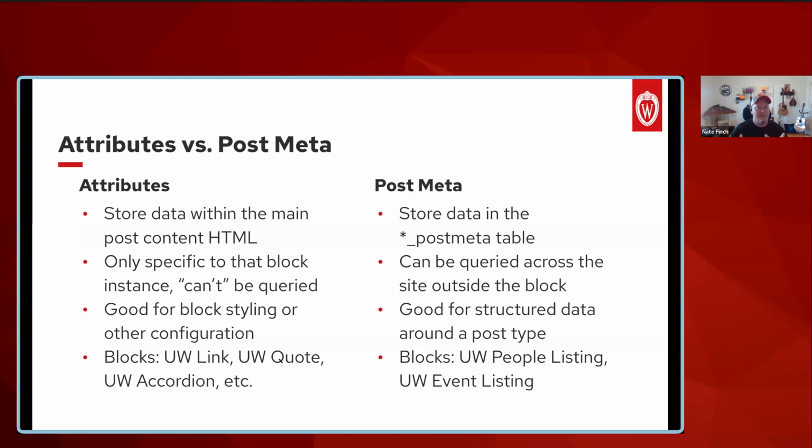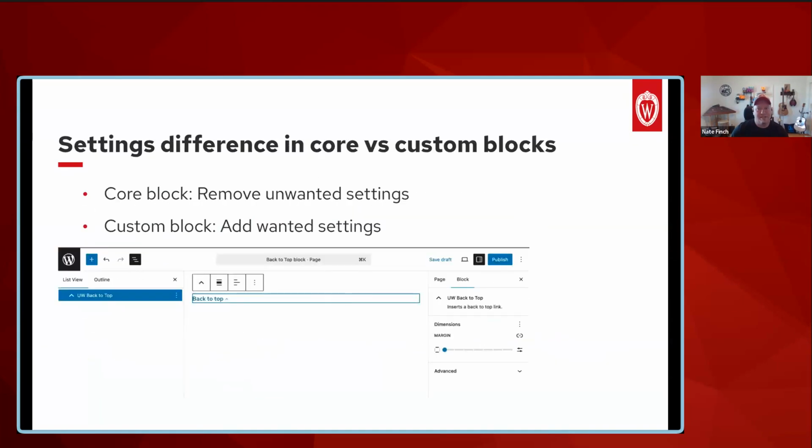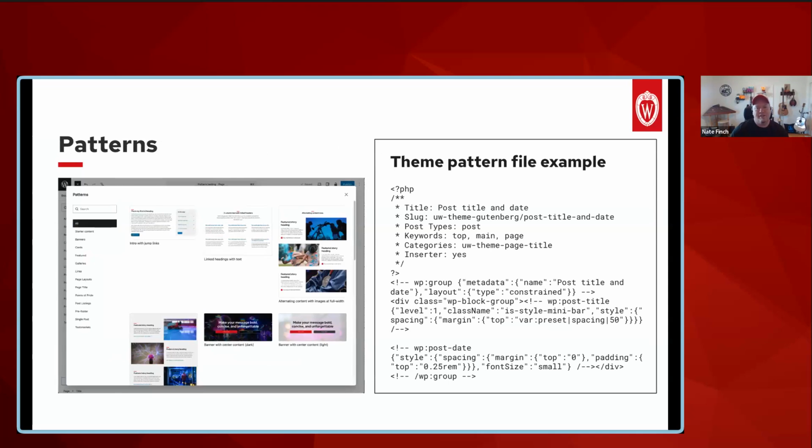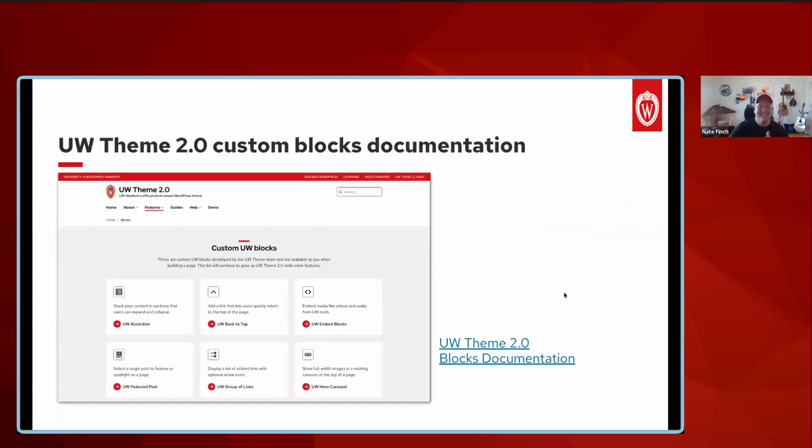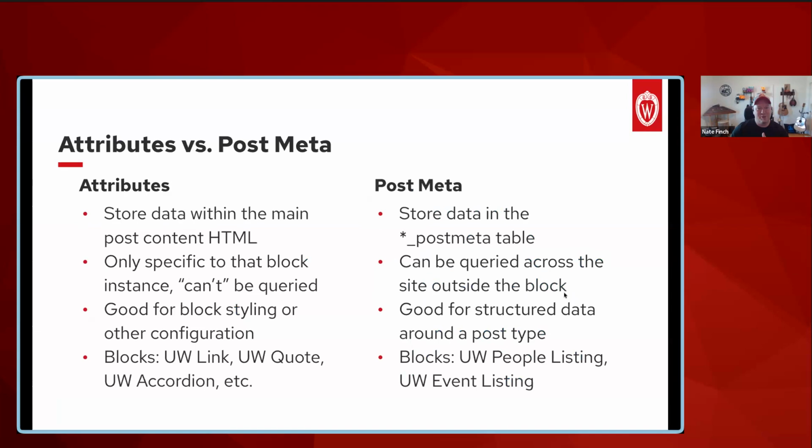So the main difference is that attributes store data within the main post content of the HTML. And let me just go back a few slides here to this pattern. You can see over here in the HTML comment, you have a WP group, and then you have this curly bracket open, and all of this information in this comment is there. And this is where those attribute data are being stored. They're being stored in the HTML comment metadata. So really interesting choice there, but that is there.